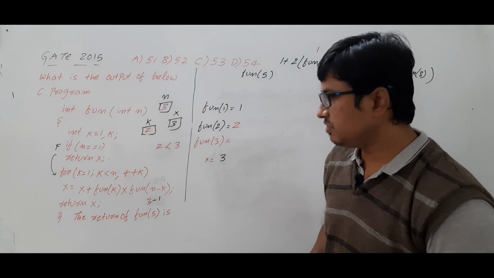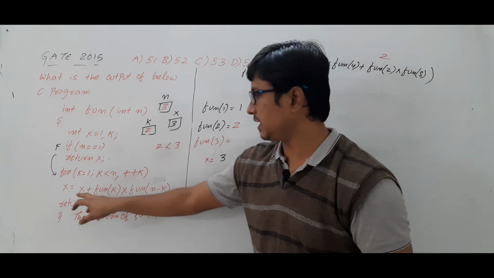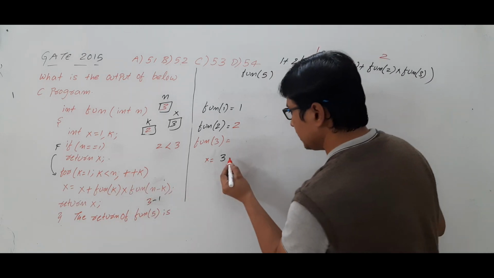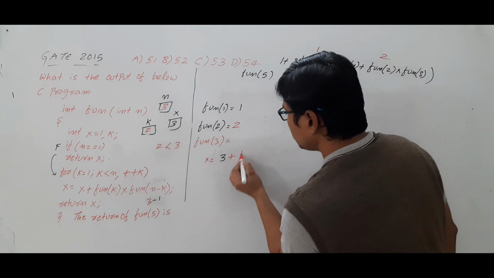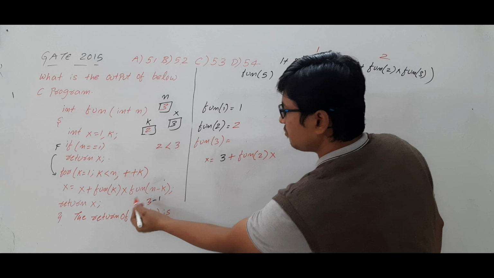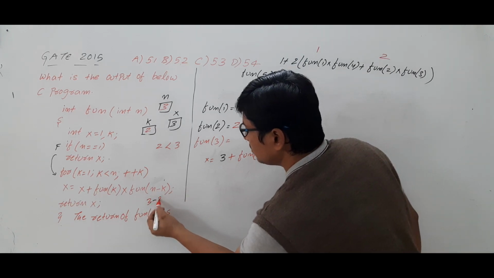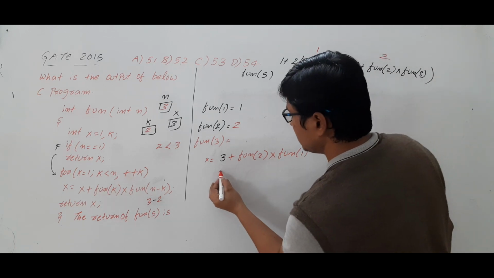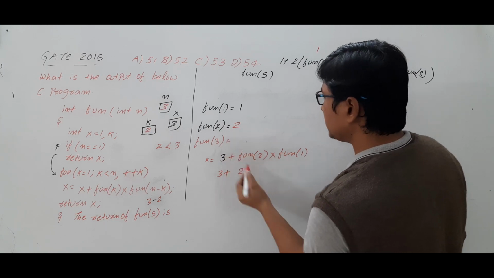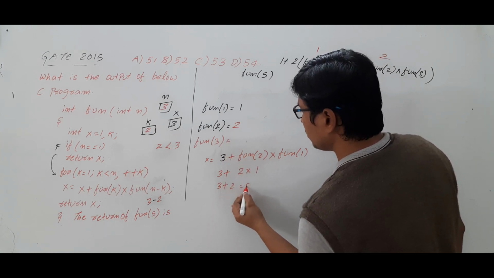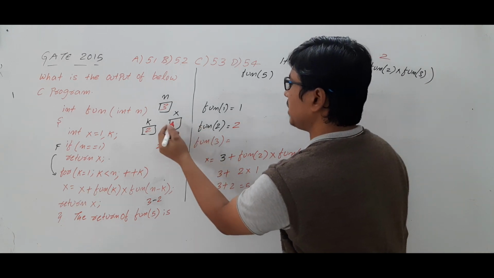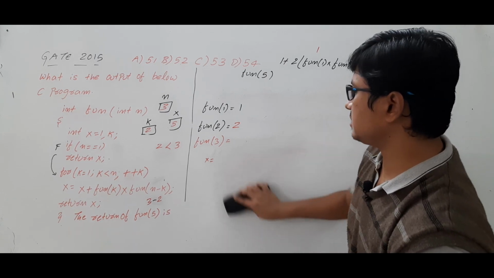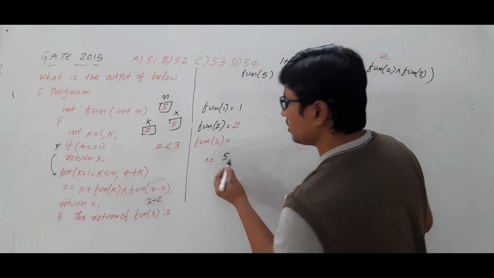The condition is true. If this condition is true, again you will execute the statement x is equal to x plus fun k into fun n minus k. x value is 3. So 3 plus fun k, what is the k value? 2. So fun 2 into fun n minus k, which is nothing but 3 minus 2, which is fun 1. Okay, so you can substitute the values. 3 plus fun 2 is 2, fun 1 is 1. So 3 plus 2, which is equal to 5. So now the x value is updated to 5. Okay, is it clear? You can erase this entire one. Right now x consists of value 5. Will you agree with me or not?